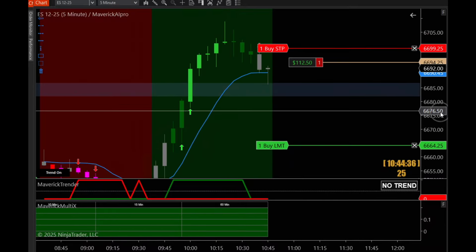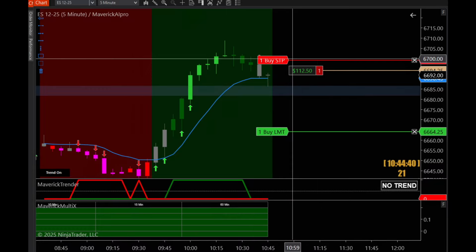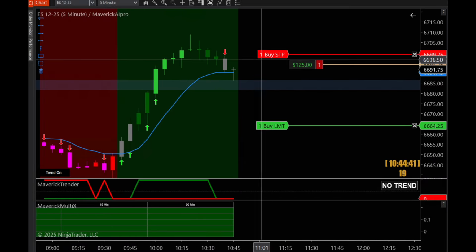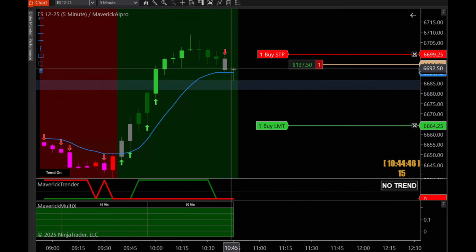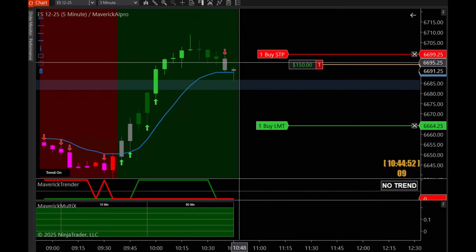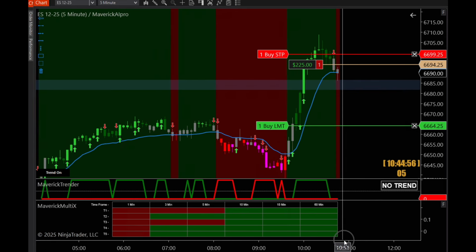So it all depends on your account size, what you're comfortable with risking, and all that stuff. So we had a red background, but remember, these things calculate per candle. So the indicator will change its mind throughout the life of the candle. But once the candle closes, that's it, okay?